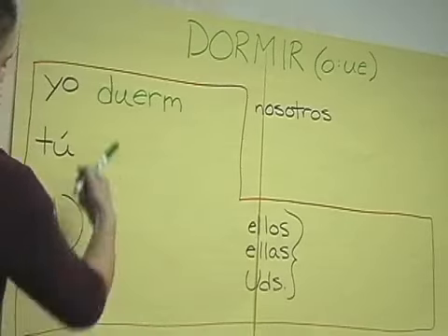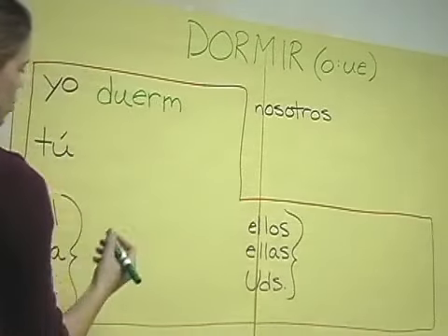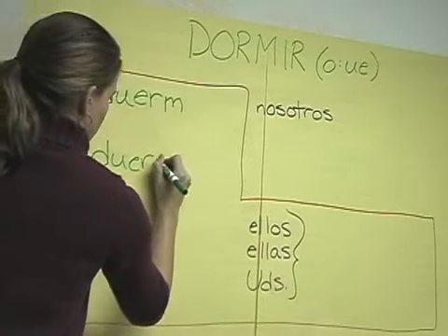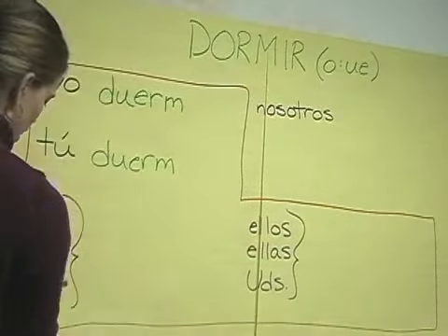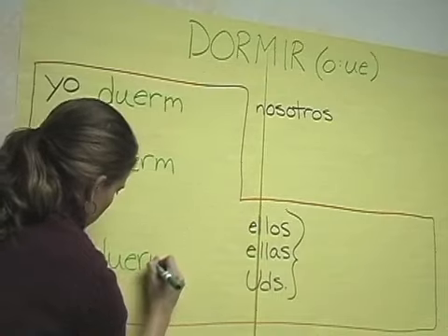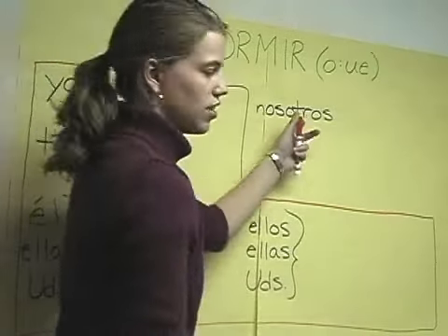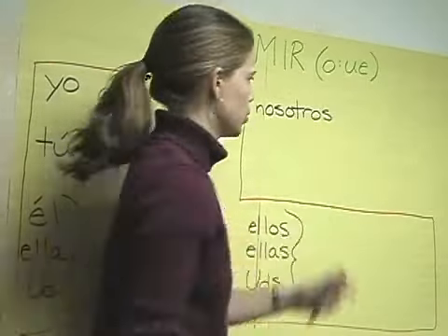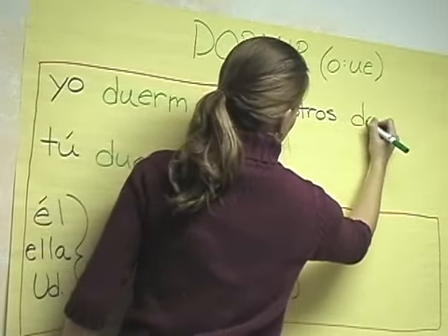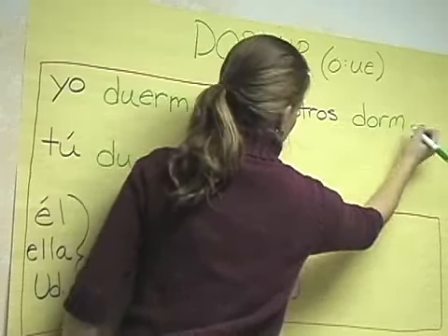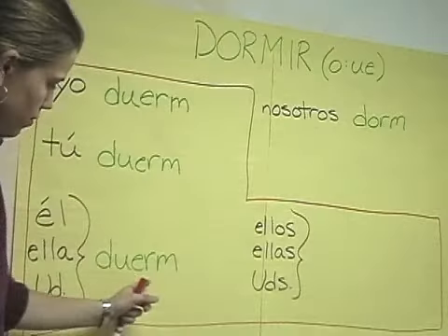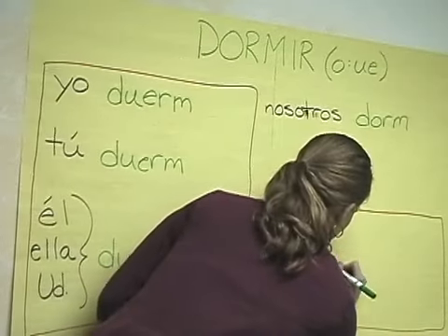Alright. Now, tú is also inside the shoe, so we just write down the same stem as we had. Él, ella, usted. Same thing. D-U-E-R-M. And for nosotros, is that within this shoe? No, it's not. So it doesn't have a stem change. That's right. So what would we write? D-O-R-M. Great. And ellos, ellas, ustedes? That is in the shoe. Right. So it's D-U-E-R-M.